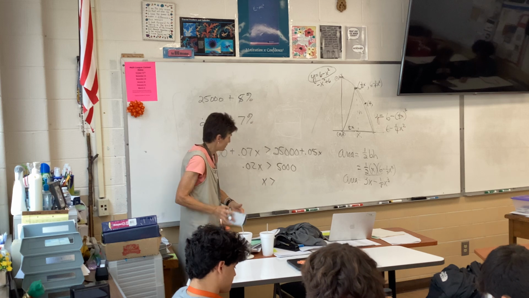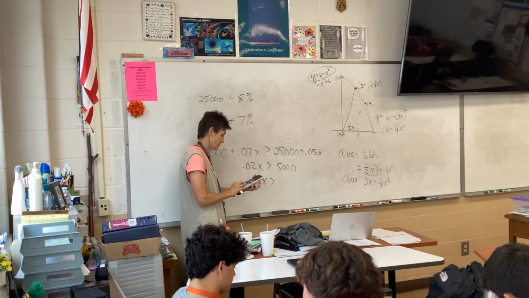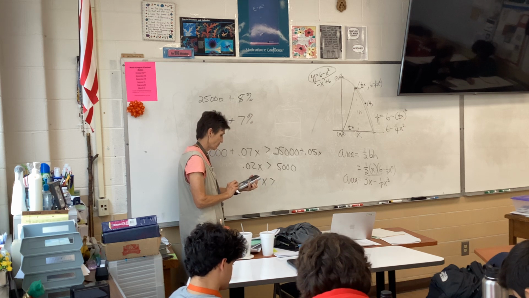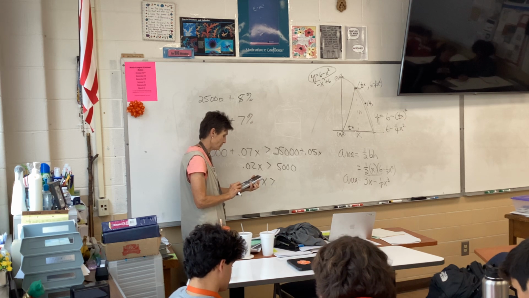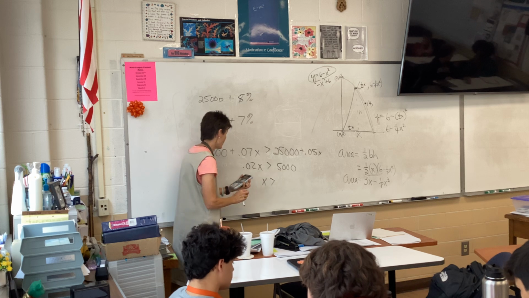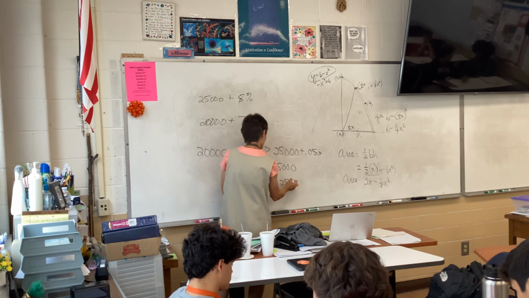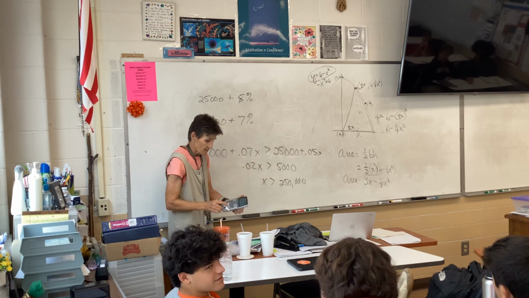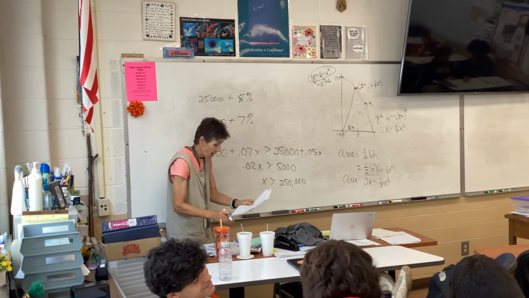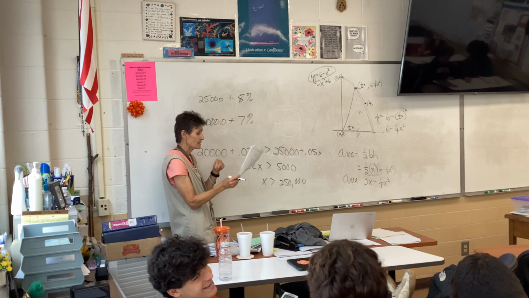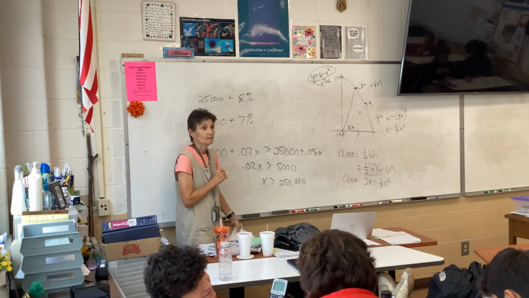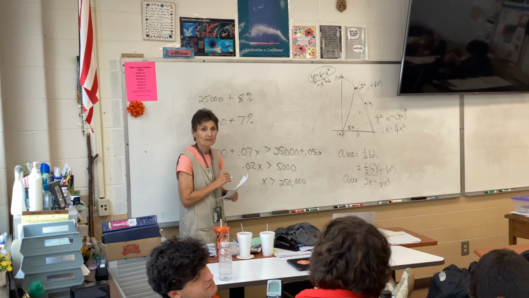So I should be able to do that in my head. 100,000. 5,000 divided by 0.02. No, I'm not even close. It's 250,000. So what would her sales need to be for the second one to be the best deal? Over $250,000.